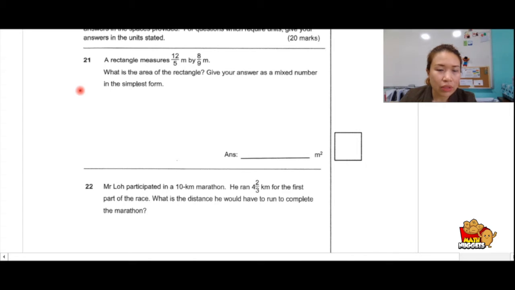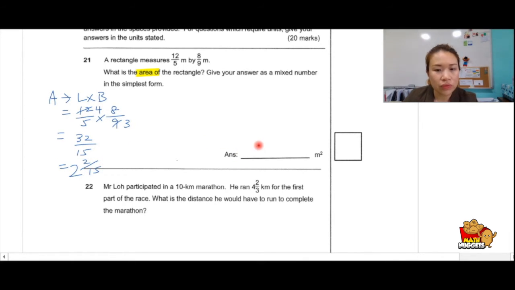Question 21. A rectangle measures 12 out of 5 by 8 out of 9. So we want to find area. Area is equal to length times breadth. In this case, 12 out of 5 times 8 out of 9. So let's do our cancellation. Divide by 3, divide by 3. So that's 32 out of 15. And if we convert this, it will be 2 wholes and 2 out of 15.